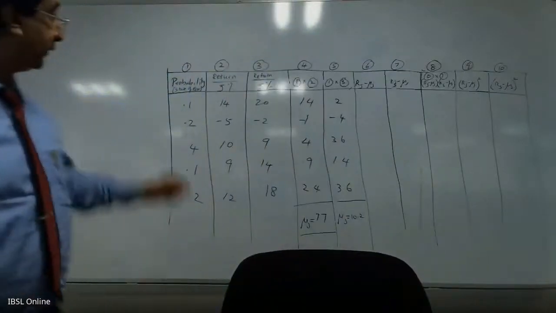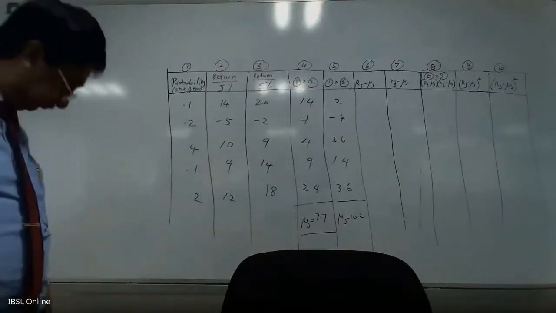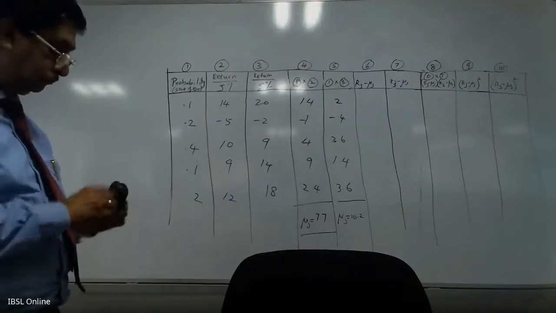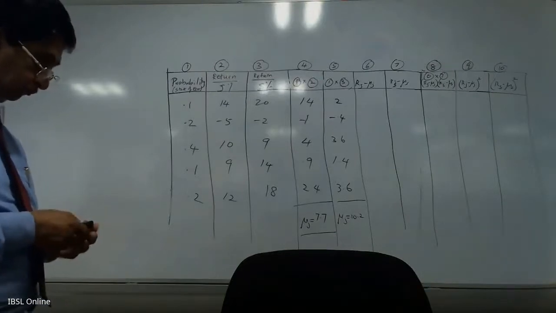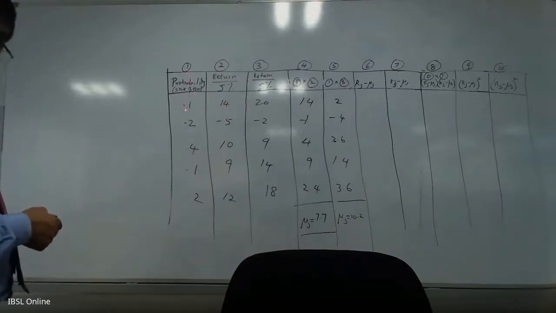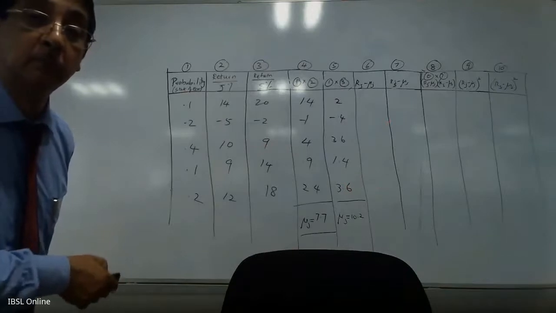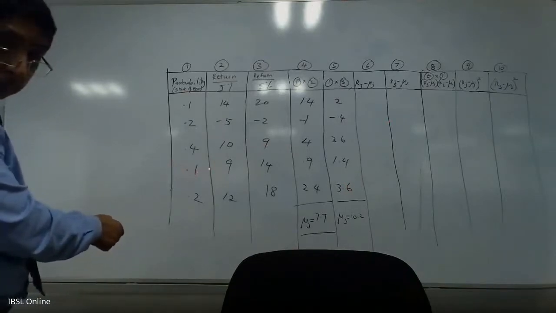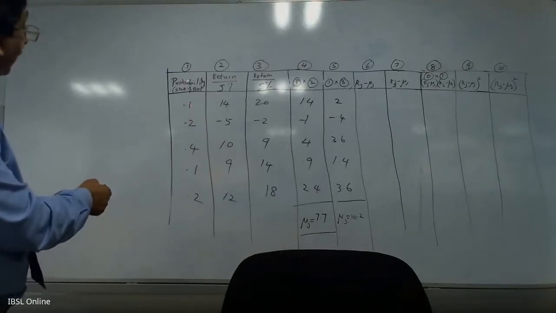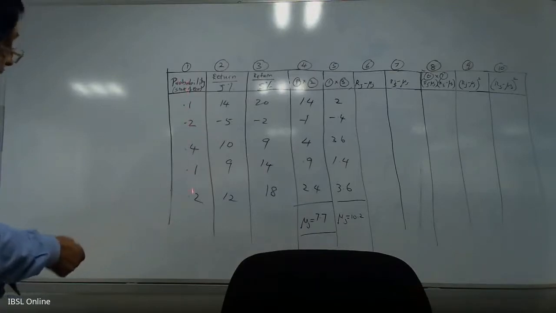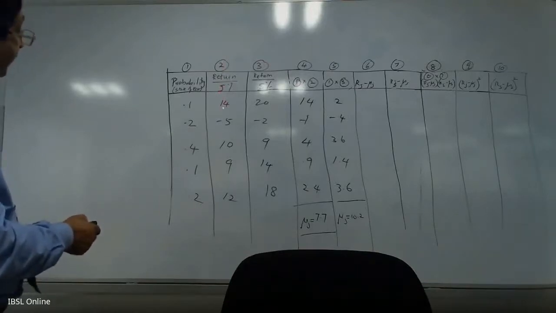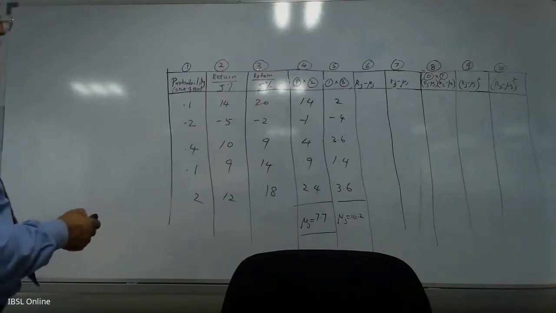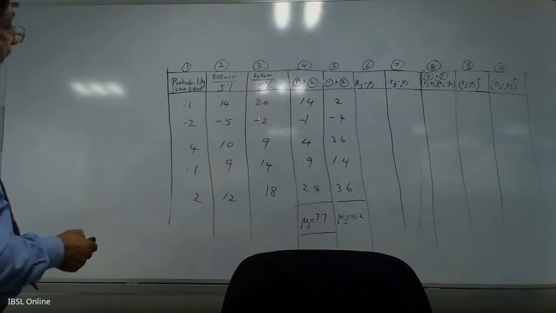Now you just look at the table. I don't know whether it is very clear. So starting from here, this is the probability column, 0.1, 0.2, 0.4, 0.1, 0.2. Then this is the return column for J, 14, minus 5, 10, 9, and 12. This is the return column for Sun, that is 20, minus 2, 9, 14, and 18.